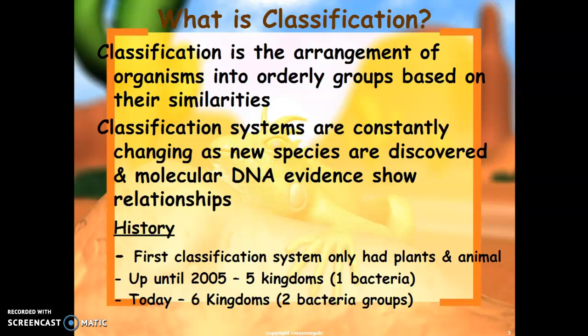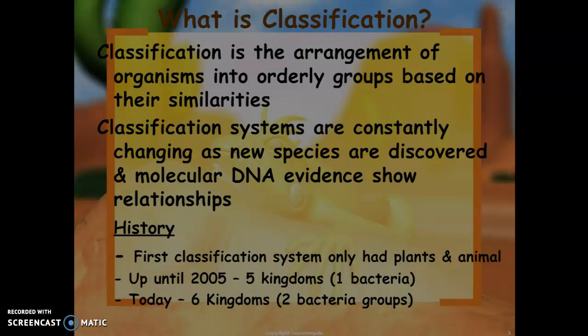The first classification system had only plants and animals. Up until 2005, there were only 5 kingdoms, and one of those kingdoms was bacteria. Today we have 6 kingdoms and 2 bacteria groups.